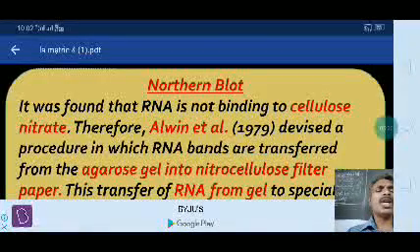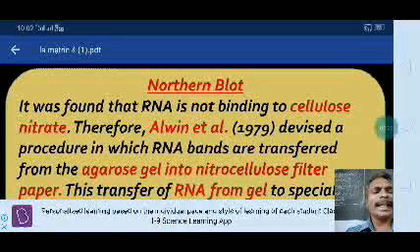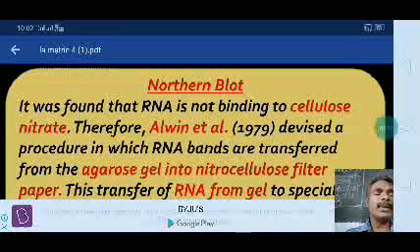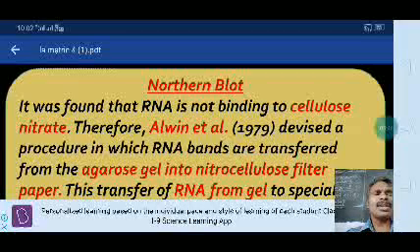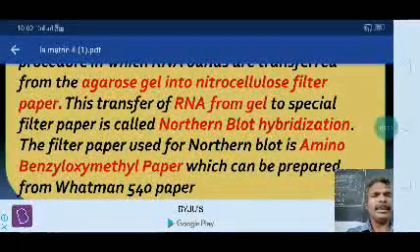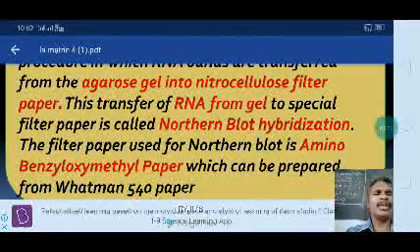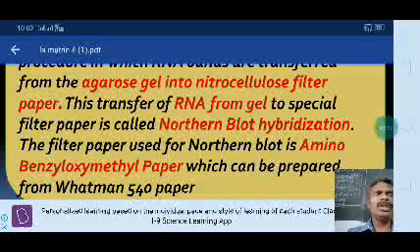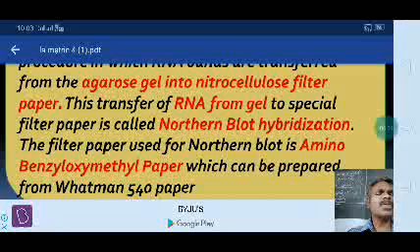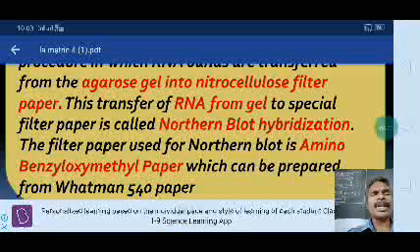The next one is Northern blot. It was found that RNA does not bind to cellulose nitrate. Therefore, Alwine et al. in 1979 devised a procedure in which RNA bands are transferred from the agarose gel to nitrocellulose filter paper. This transfer of RNA from gel to a special filter paper is called Northern blot hybridization.